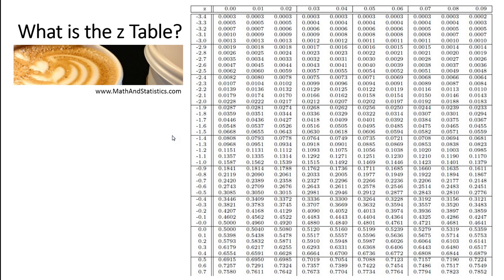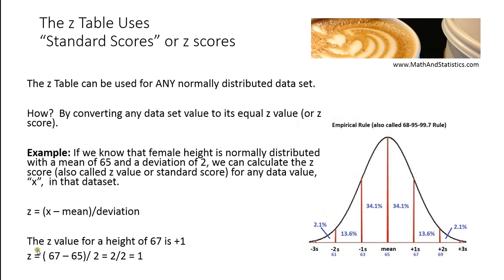So if there's only one z-table, but it can be used for any normally distributed data set in the universe, there has to be a way to convert the values of your given data set so that you can use them in this table. And that's actually what you do when you calculate a z-score, is you standardize the value in your data set so that it can be used in the z-table. Let's take another example.